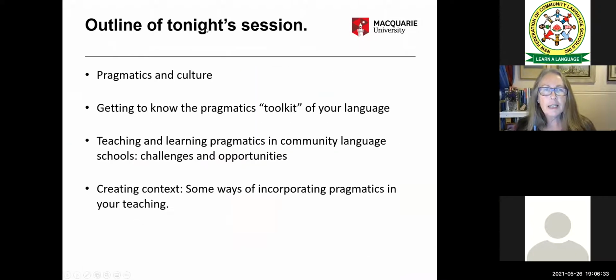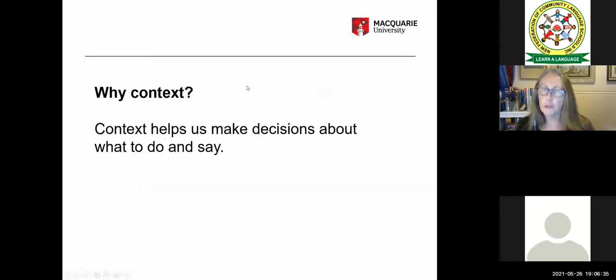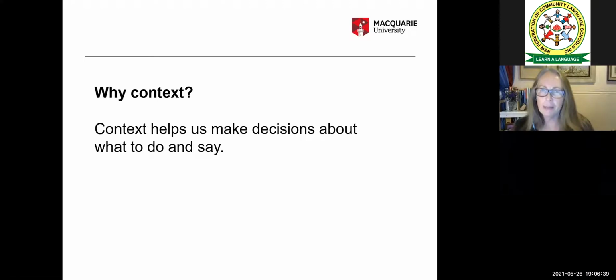So context helps us to make decisions about what to do and say. Everything that we say when we communicate is within some kind of context. So what we're going to talk about tonight is all related to that and how that is important in our language teaching and in our students' learning.